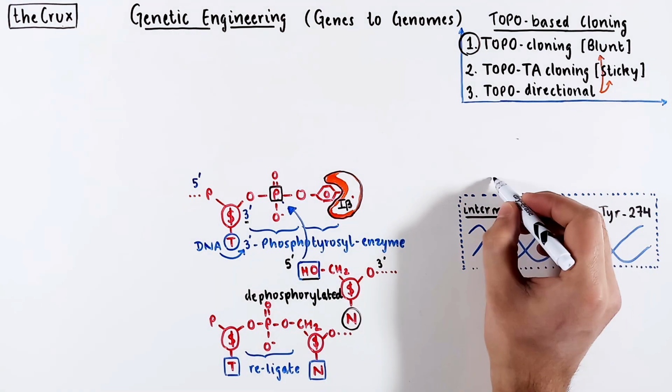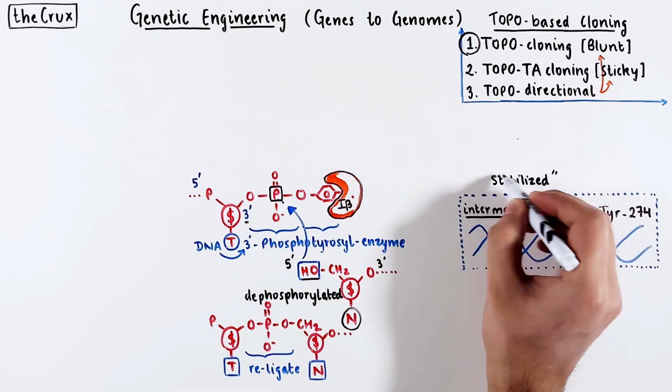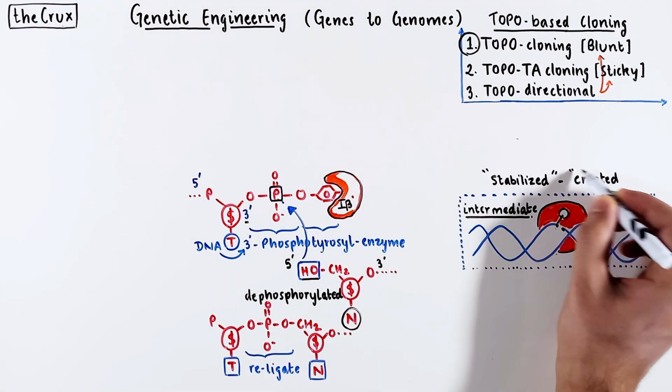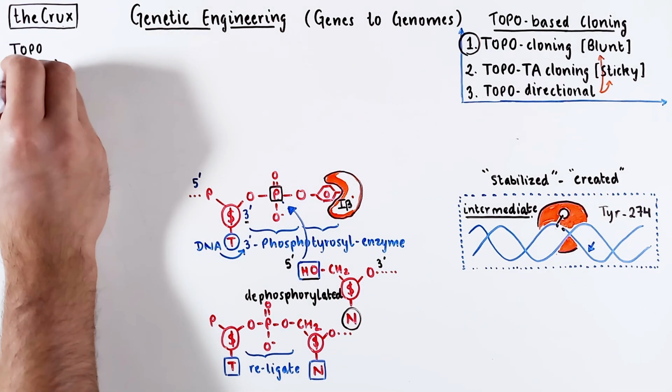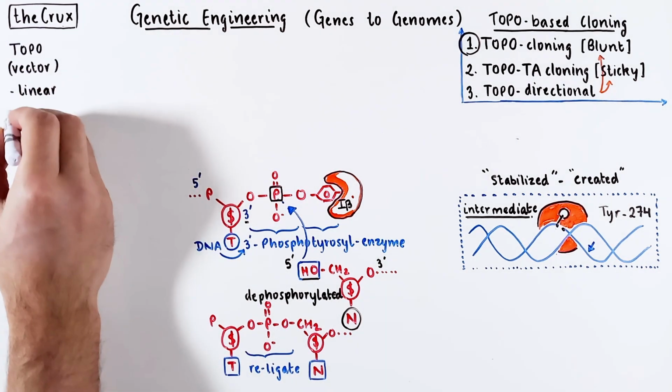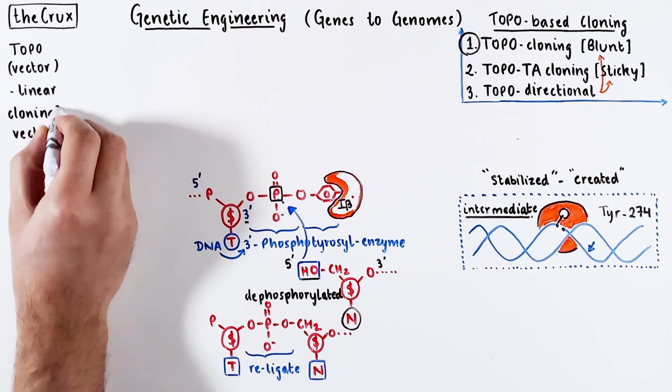All TOPO cloning vectors rely on stabilizing or artificially creating a stable intermediate stage. All TOPO vectors are linear. The TOPO Blunt vector is meant for cloning DNA. It is not an expression vector.